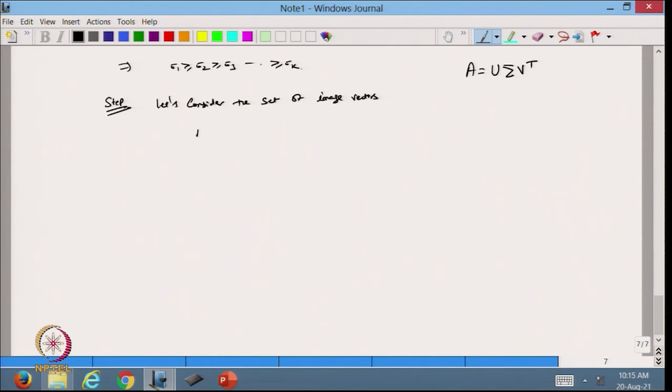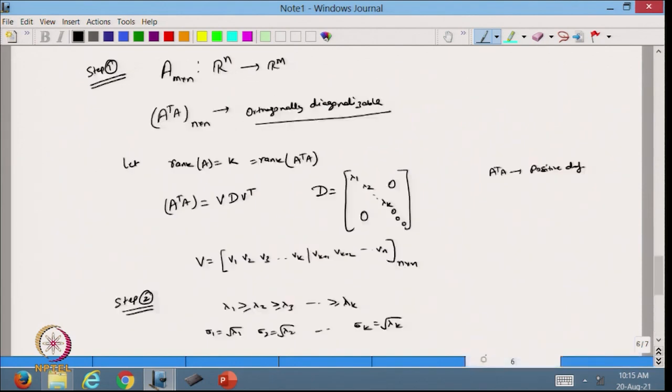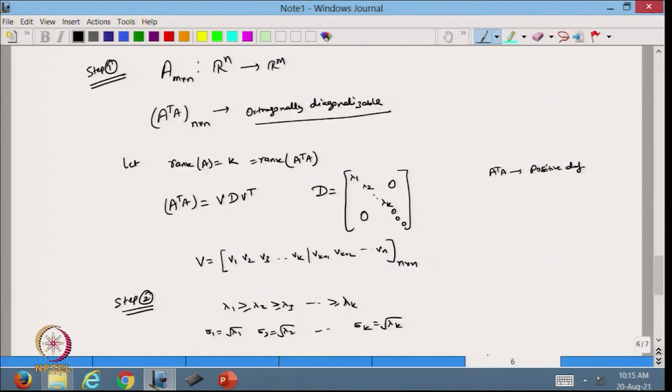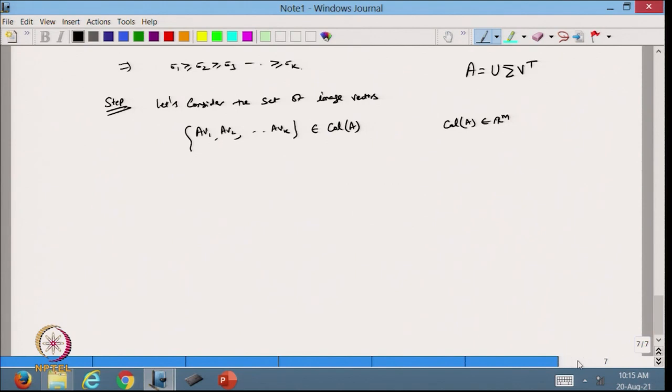So, I just consider Av1, Av2 up to Avk. I am taking the images of the k vectors v1, v2, v3, and so on, coming from here. So that we know. Now, if you see this, it belongs to the column space of A, and you know that the column space of A belongs to R^m, because this is a linear transformation from R^n to R^m.